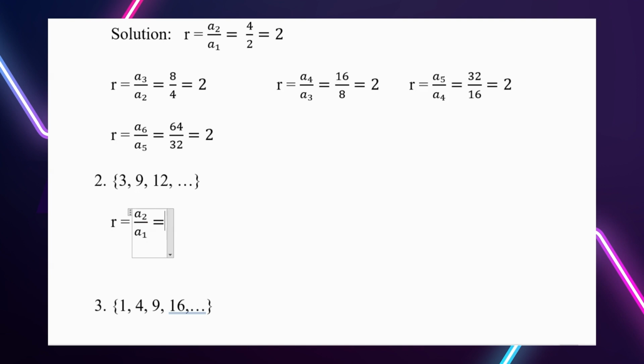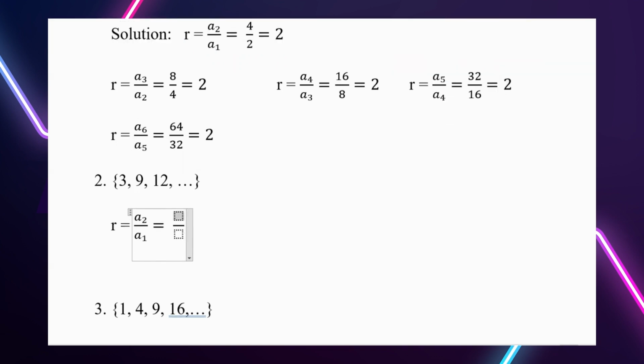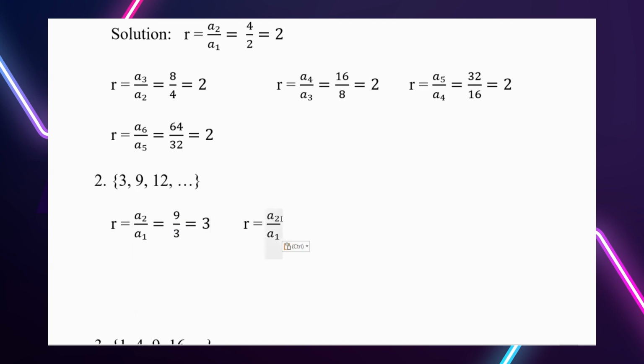So, ang value ng a sub 2 natin ay positive 9, correct? Ang value ng a sub 1 natin ay 3. So, 9 divided by 3 is equal to 3. Next, let us identify the ratio of a sub 3 and a sub 2.